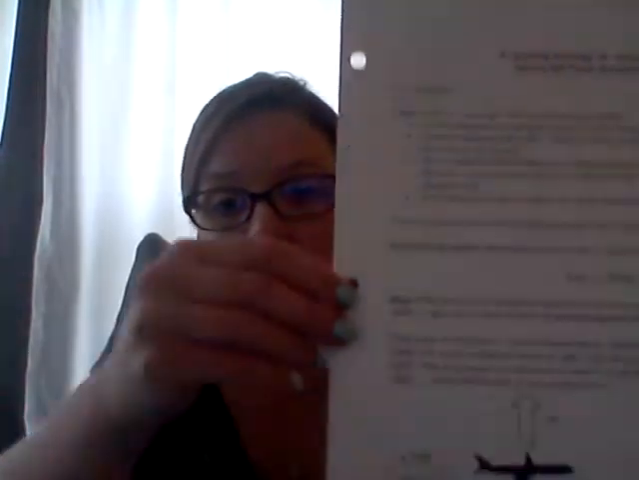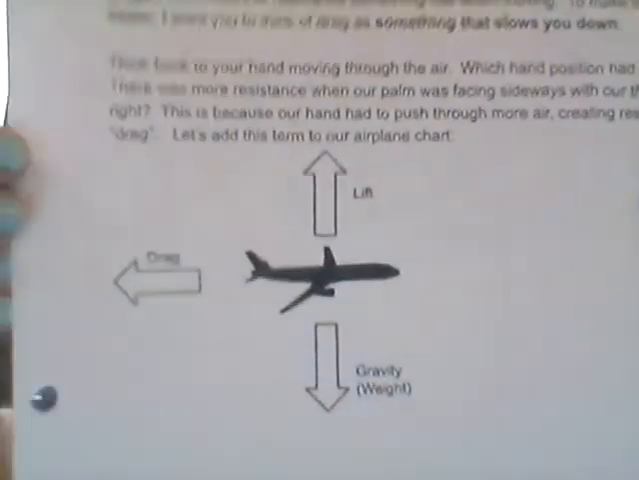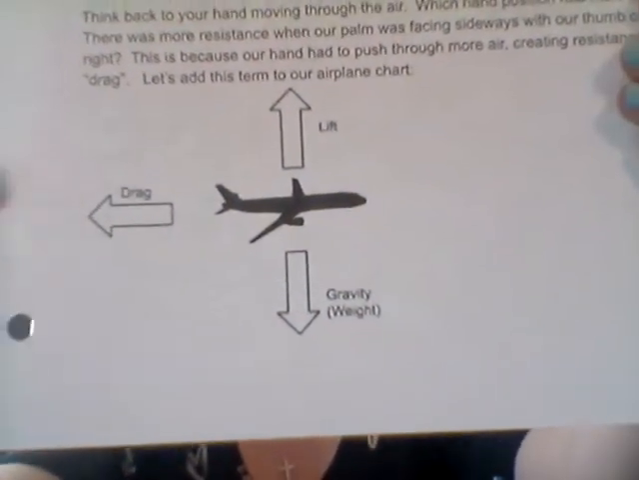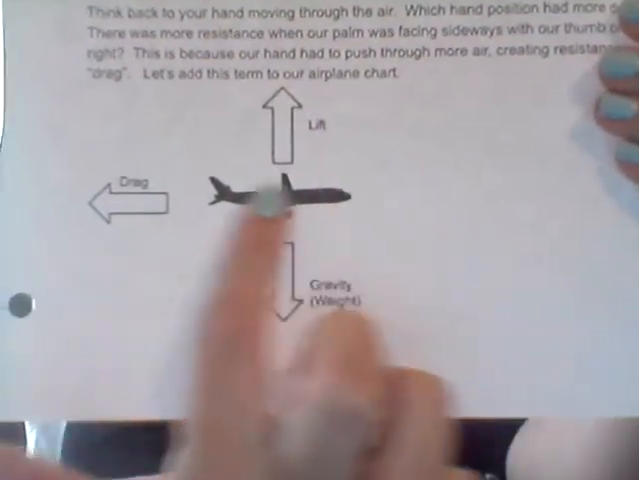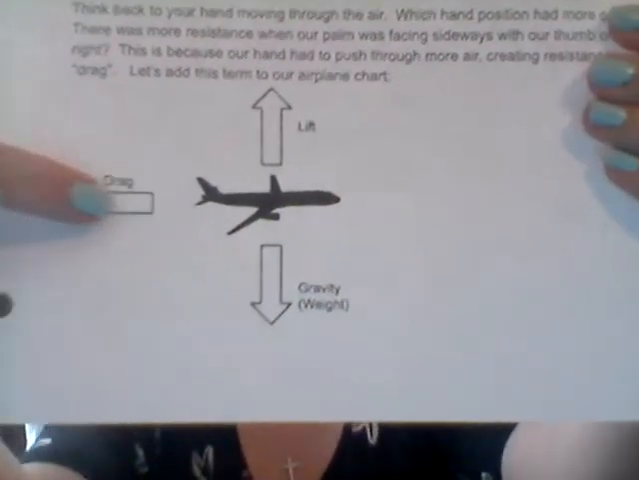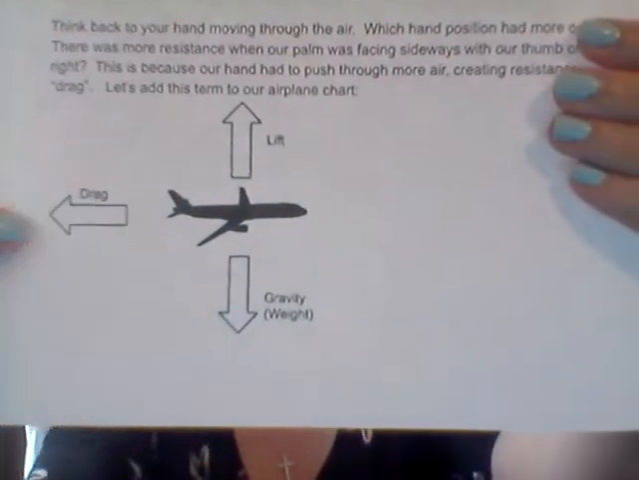We're going to add the term to the chart that I showed you guys yesterday, and I'm just going to show you the one in my notes to make it a little easier. Drag is the air that's pushing against the airplane, slowing it down. So it's the air going this way. Okay? So what does that mean for our paper airplanes?